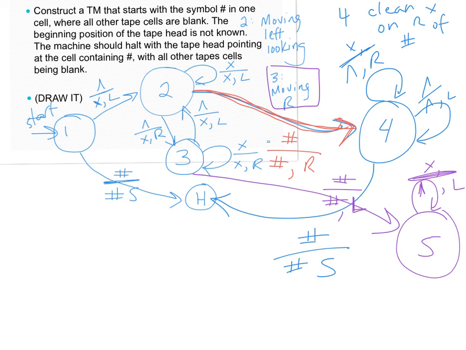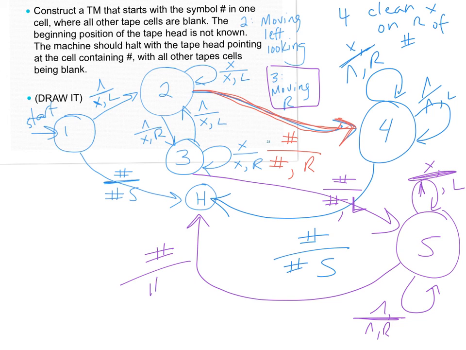And then once I get to the far left, as long as I see a lambda, I'm going to replace it with a lambda and go right. And finally, when I see my pound sign, I'll replace it with a pound sign and stay put.